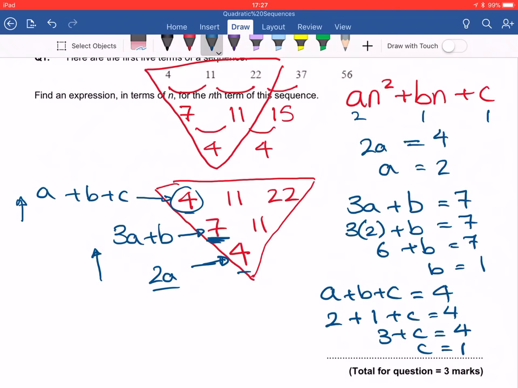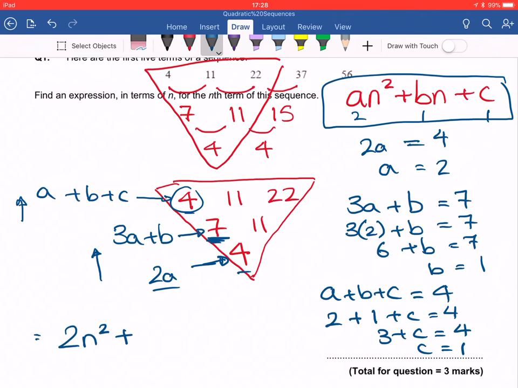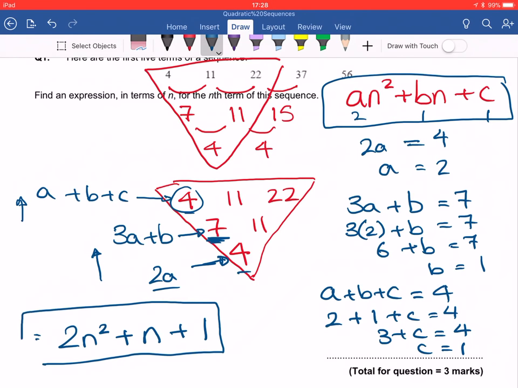And we've got our A, we've got our B, we've got our C. So all we've got to do is just rewrite it in this form. So an squared will be 2n squared. Plus bn, well, we said b was 1, so we could just say 1n or n. And then we said c was also 1, so plus 1. And that's the nth term of our quadratic.